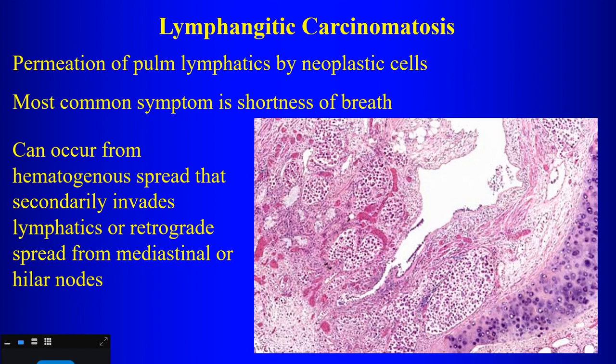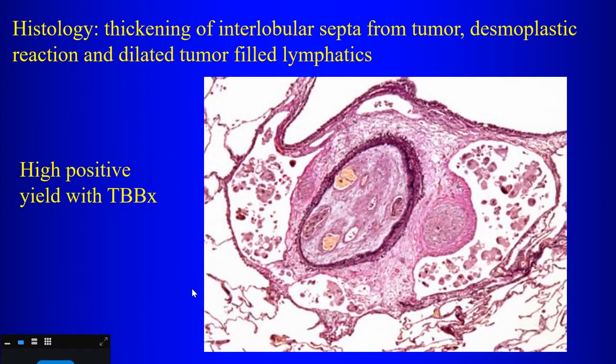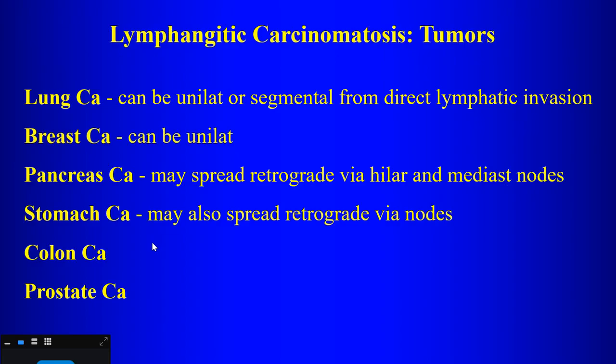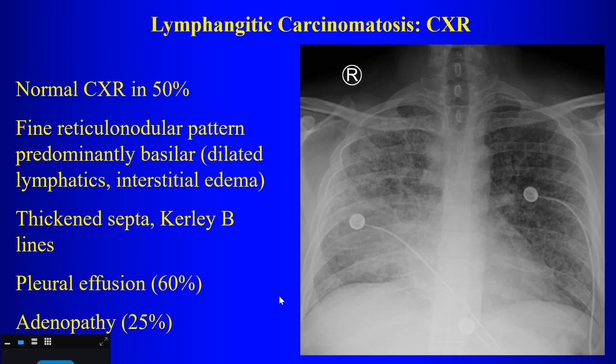So what does this represent? These are when the tumor actually gets into the lymphatics, right? Remember, the lymphatics run in the interlobular septae, so this can be metastatic disease to the lymphatics or retrograde spread from lymph nodes into the lymphatics. Transbronchial biopsy has a high positive yield, so you can recommend that if you're considering this, to find these tumors within the lymphatics. Lung cancer, breast cancer, might be unilateral, upper abdominal tumors, prostate cancer. These are the common causes of lymphangitic carcinomatosis.